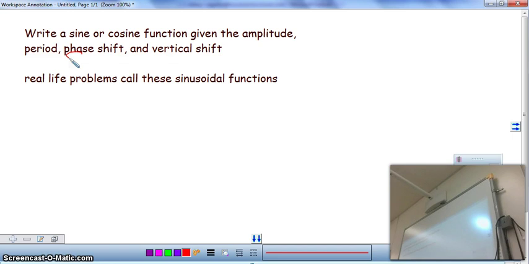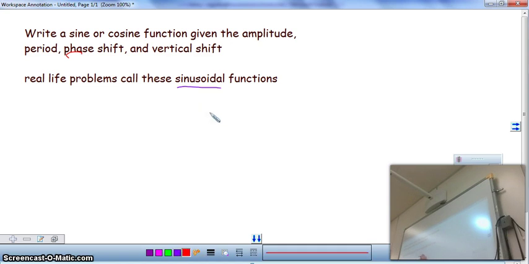And just so you know, sometimes in real life problems they'll call these sinusoidal problems, and that just means if you see something where it says find the sinusoidal function, that is talking about a sine or cosine function. And you can write it as a sine or a cosine. It just depends on what your phase shift is. The ones that we're going to do today, I will tell you which one I want.